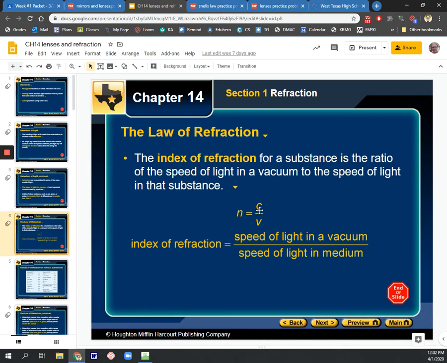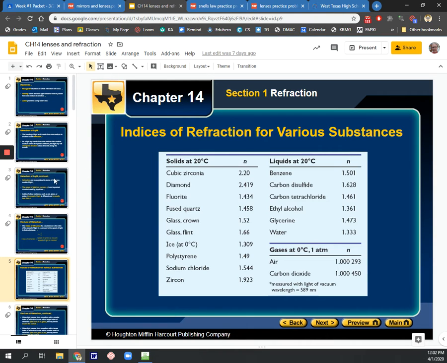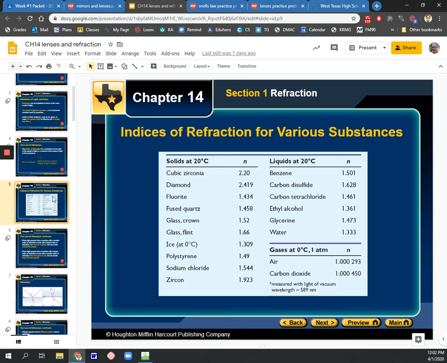Since light moves the fastest through a vacuum, the speed in the medium is always going to be lower, so n is always going to be greater than 1. For a vacuum or a near vacuum, n is going to be equal to 1. This is just a table of some different values of n. For the most part, anytime we have a practice problem, these will be given. But if you needed to find the index of refraction for a certain substance, you could either refer back to this chart or just Google it.